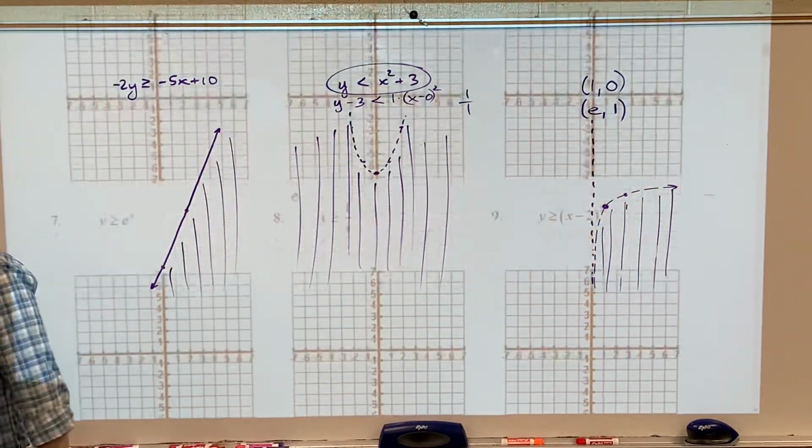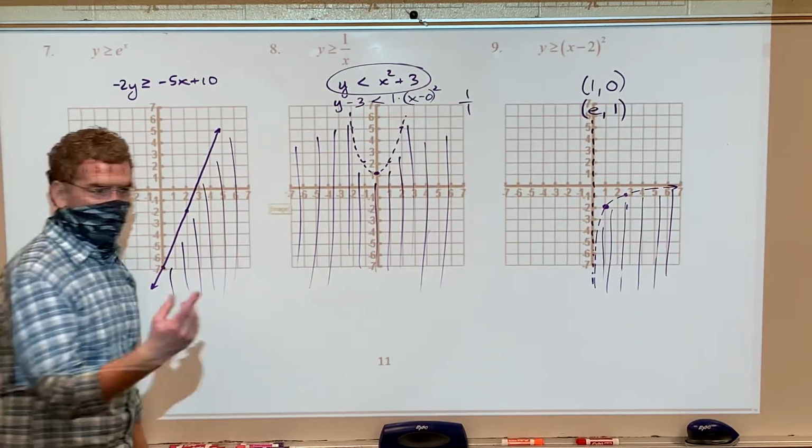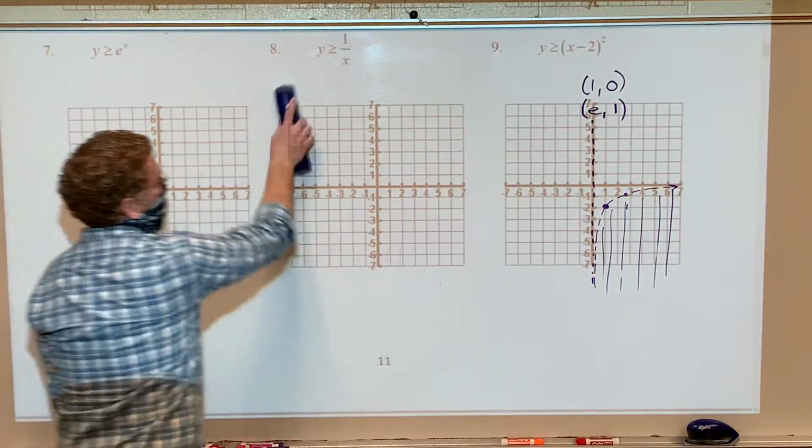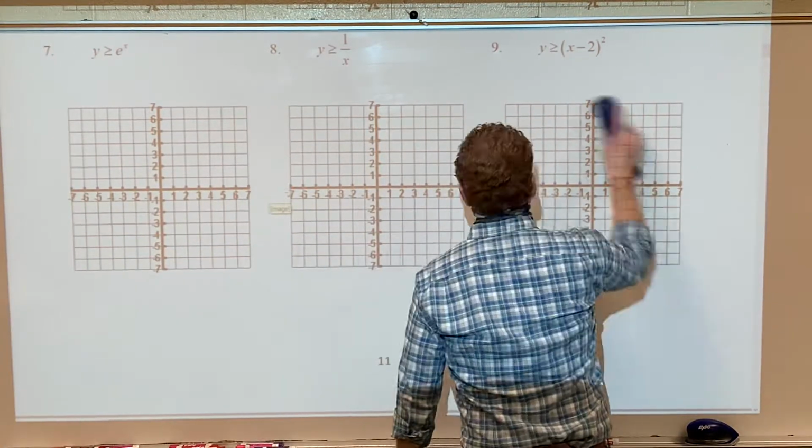All right, moving on to 7. And then we're going to get to systems. Just kind of giving you a little run through of what we've done this year with inequalities.